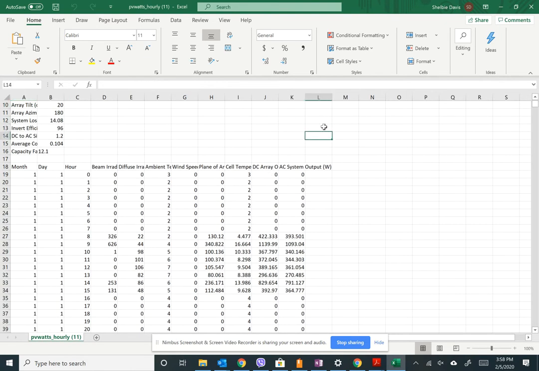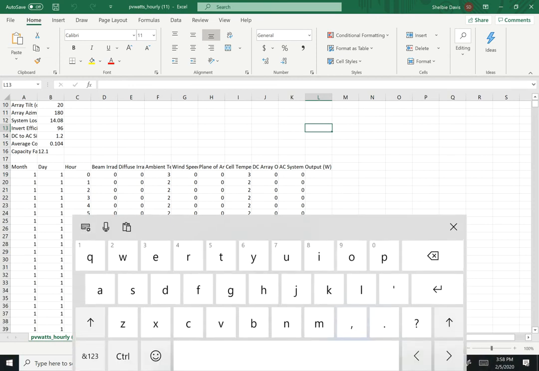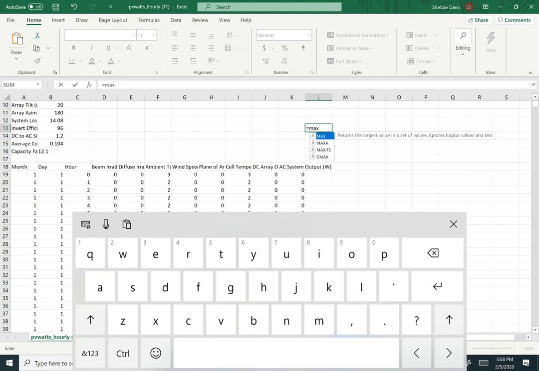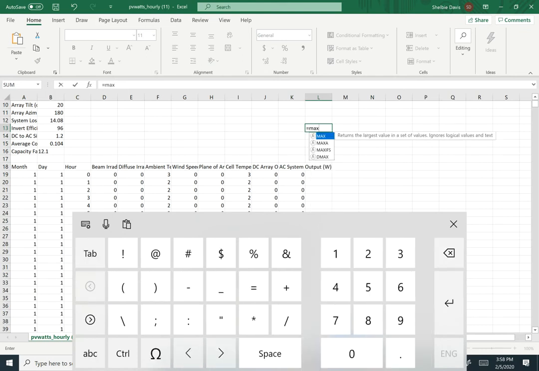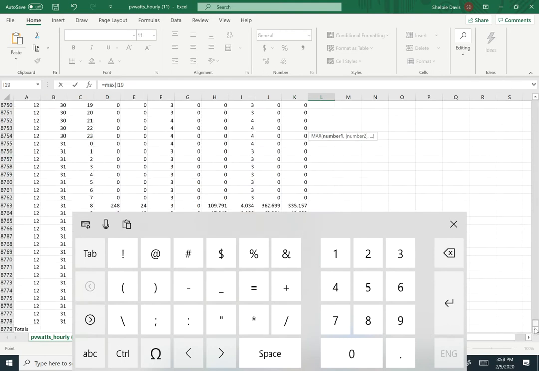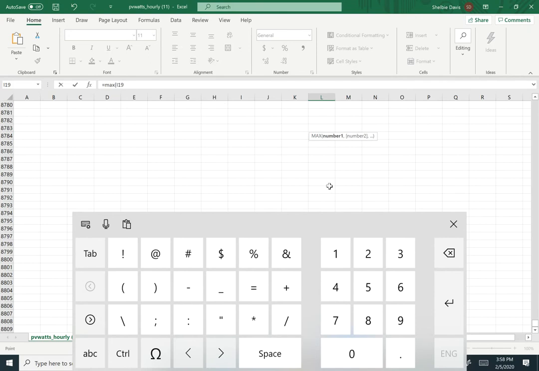Yep, so we're going to find the max and the min. So what you need to do is you need to go equals max, open parenthesis, and then we'll click on the top, and then I'll scroll all the way down. Control shift down arrow. Control, okay, control. Uh-oh. I don't have a nice way to do this, so I have my Surface, which makes it a little more difficult.